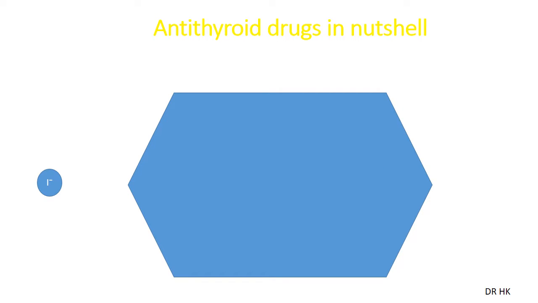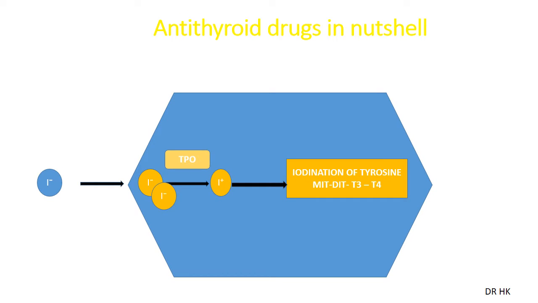So here you can see this is a thyroid follicle cell, and iodide is circulating in the circulation, and this cell will take up iodide. This process is known as iodide trapping, and this iodide in the presence of hydrogen peroxide and the enzyme thyroid peroxidase, TPO, will be converted to hypoiodate ion. So this hypoiodate ion will bind to the tyrosine residues to form monoiodotyrosine and diiodotyrosine.